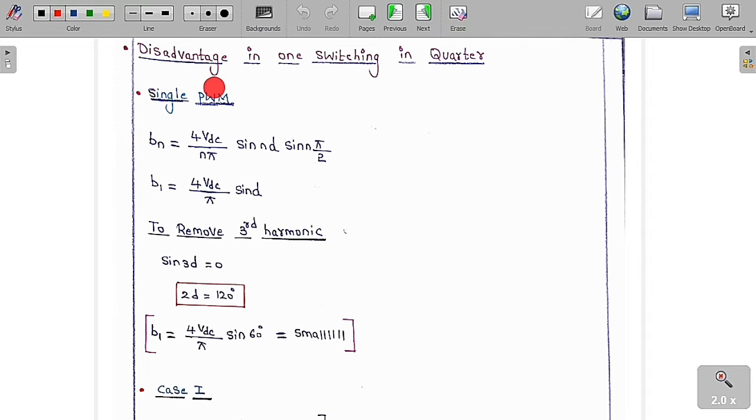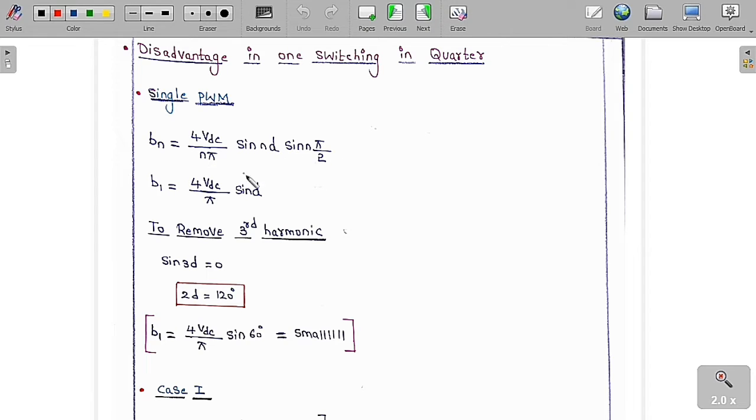Now we are going to study the disadvantage of only one switching in a quarter. What is the disadvantage of only one switching operation being done in a quarter, that is, in only 90 degrees? In 90 degrees, if we do only one switching operation, what is the disadvantage we need to study? In single pulse width modulation, I have already told you, the Fourier series coefficient value is nothing but 4 VDC by n pi sin nd into sin n pi by 2. So Dn is equal to 4 VDC by n pi sin nd into sin n pi by 2.